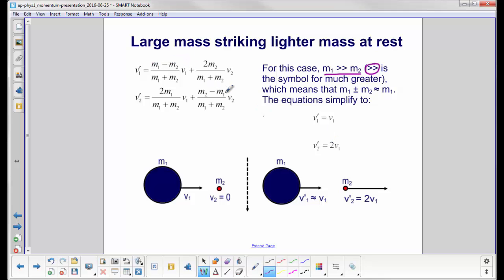Let's work through that and see how it goes. Well, we know that V2 is equal to 0. There's V2. This is pretty easy. This whole term goes out. Now, since we know that M1 is much greater than M2, M1 minus M2 is roughly M1. Same thing happens over here, and you get V1 prime is M1 over M1 times V1, which is just V1. So on your own, make this assumption, plug it into this equation, and see if you get that V2 prime is equal to 2V1.